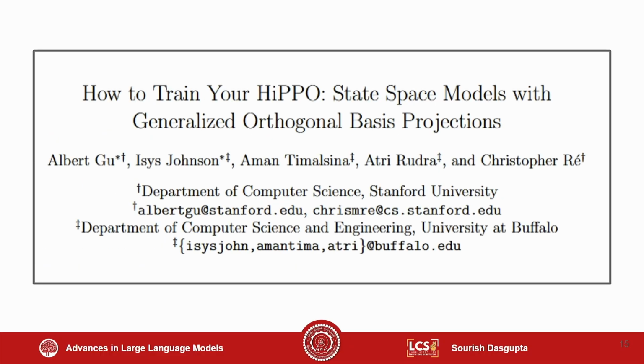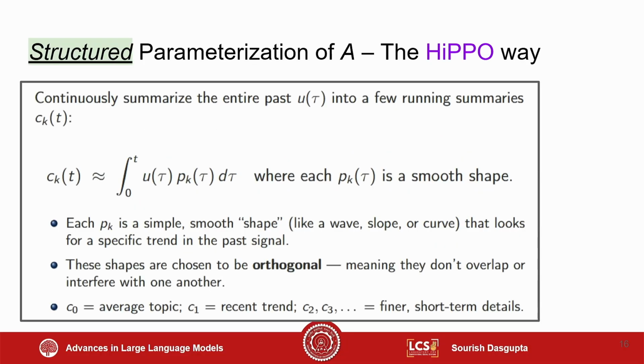So then, this paper from Stanford. I think this was published in ICLR 2021 or 2 or something, and this paper came up, how to train your Hippo. The takeaway from this paper was basically how to structure A so that the eigenvalues remain in the stable region. So they came up with this technique called Hippo.